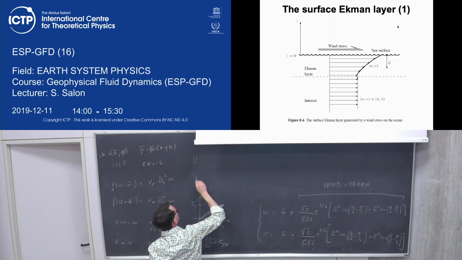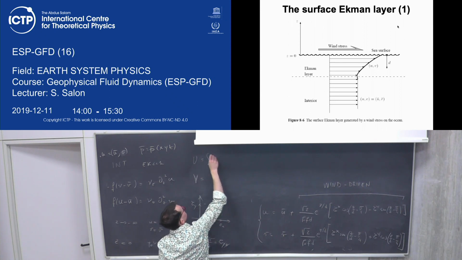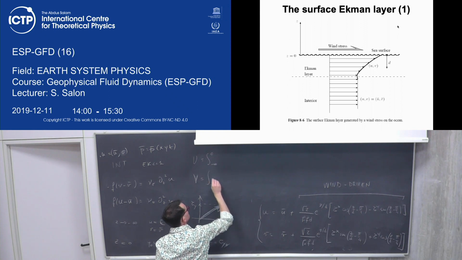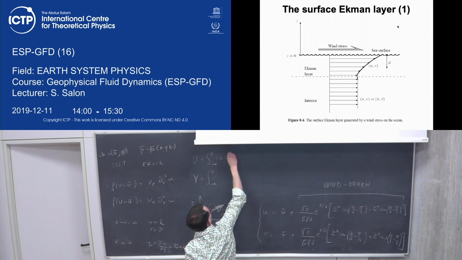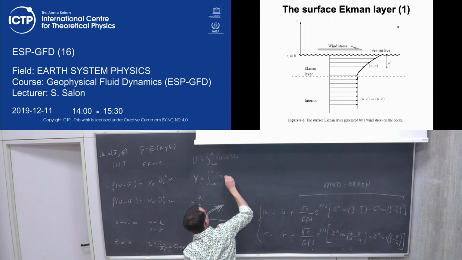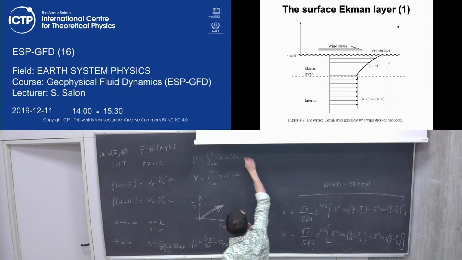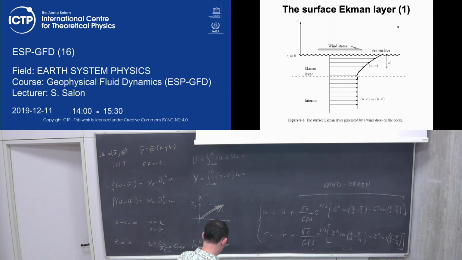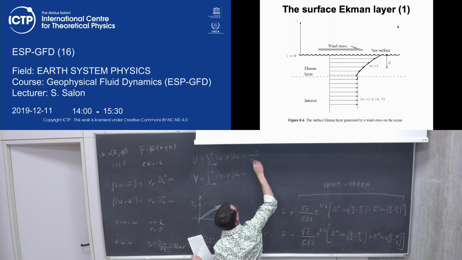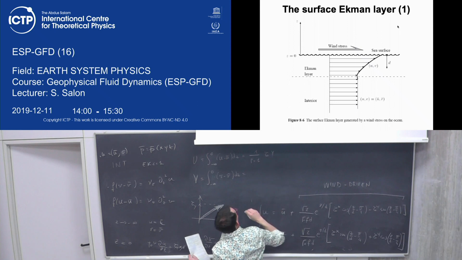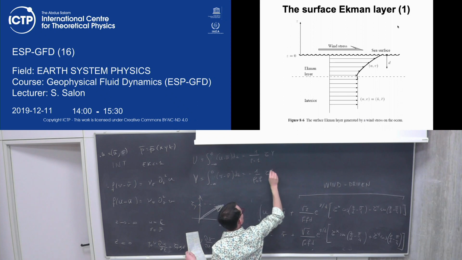So U, capital U, and capital V. Now we are integrating between minus infinity and 0. And again, U minus U bar dz, V minus V bar dz. After some calculation, we will obtain 1 over rho 0 f tau y, minus 1 over rho 0 f tau x.